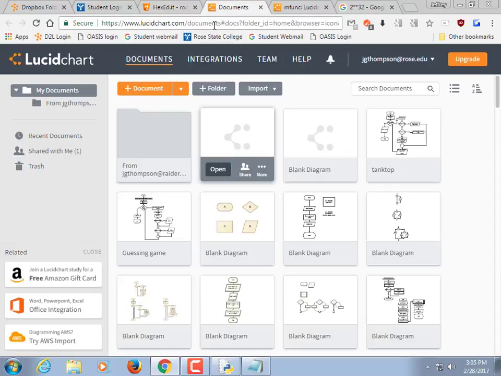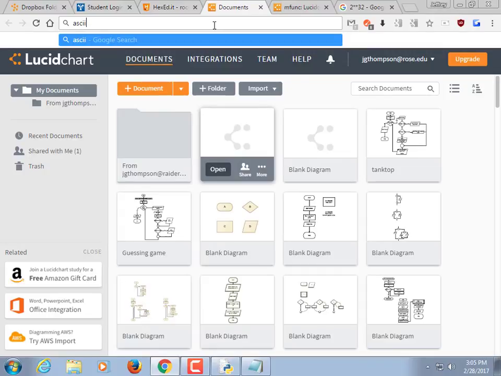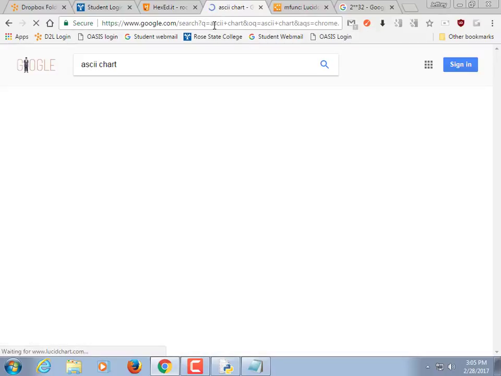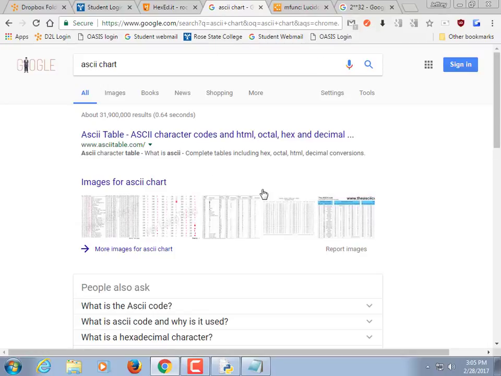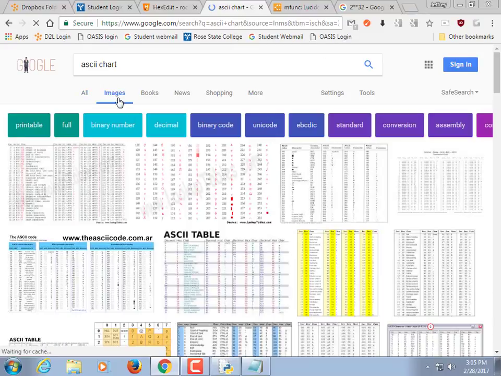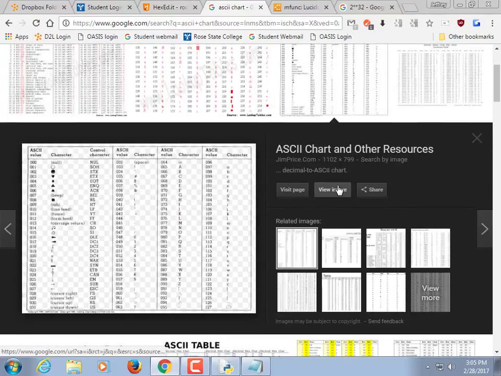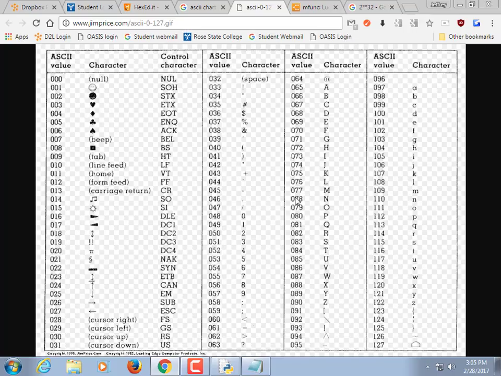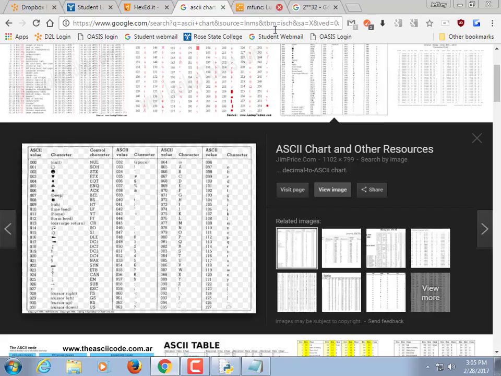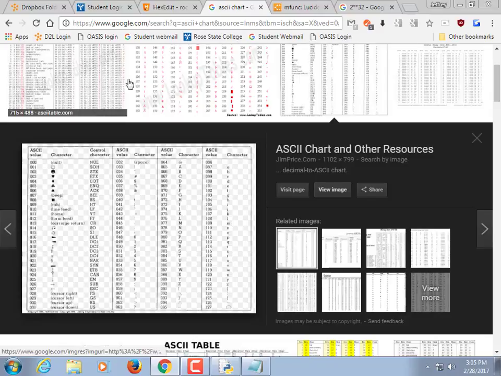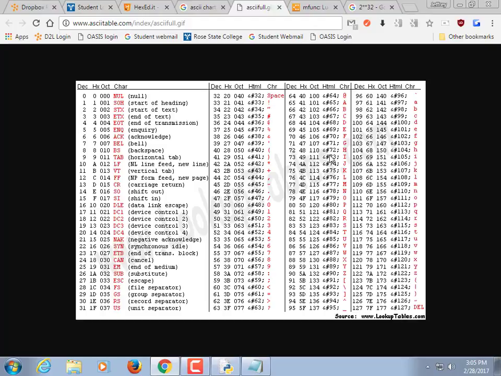So open a new tab and type in ASCII, A-S-C-I-I, space chart. Then click on images and just choose any one of them. Click view image. There we go. We were looking at a lowercase d. Oh, when I said click any of them, that turned out to be a bad choice. Why? This isn't showing hexadecimal. Let's pick another one. Alrighty, here we go.